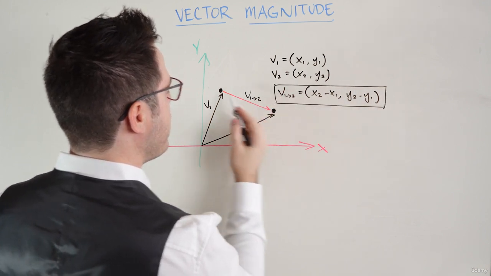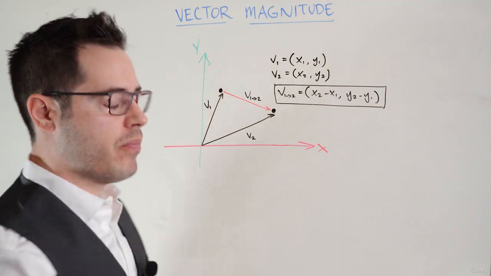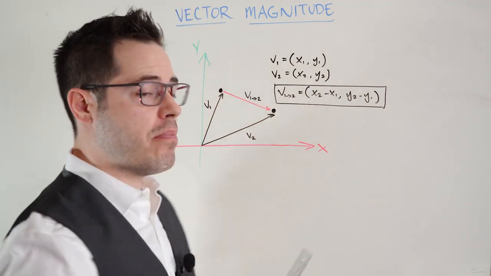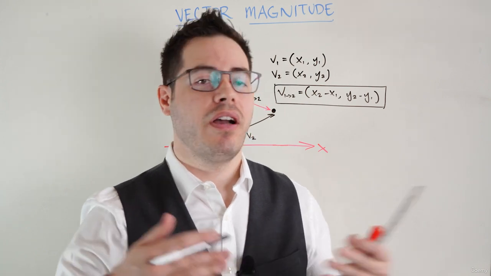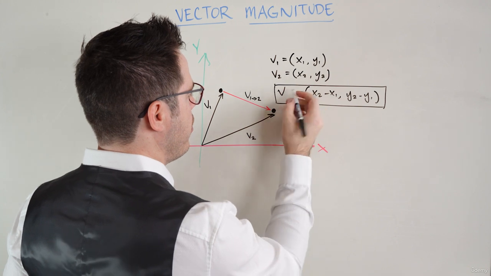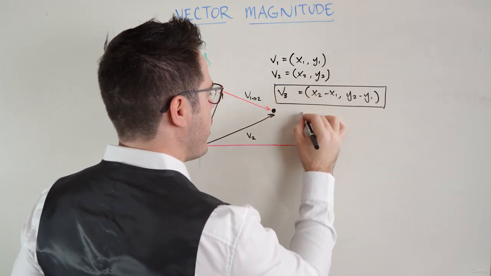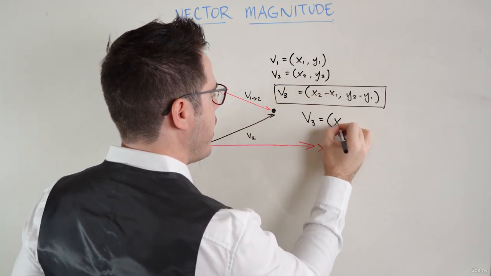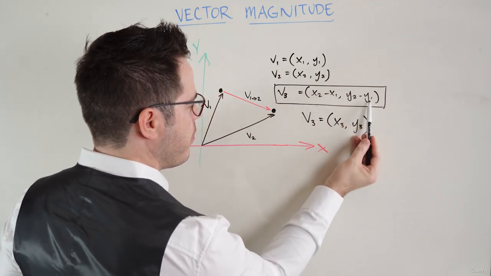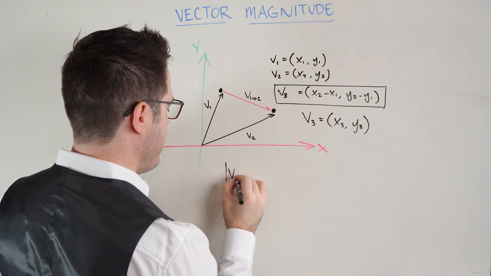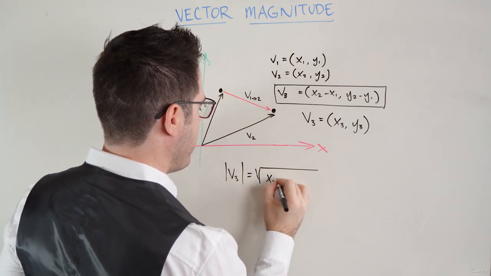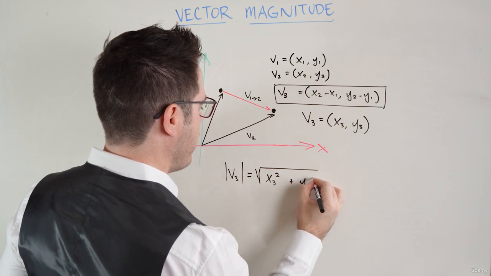Now, we want to know the distance from v1 to v2. That's simply the magnitude of v sub 1 to 2. So if we want the magnitude of this vector, we know how to do so. We have a formula, right? Well, let's call this vector from 1 to 2 vector 3. And vector 3 has x and y components, x sub 3, y sub 3. And those are calculated here. Well, let's calculate that vector magnitude. V sub 3's magnitude is the square root of x sub 3 squared plus y sub 3 squared.